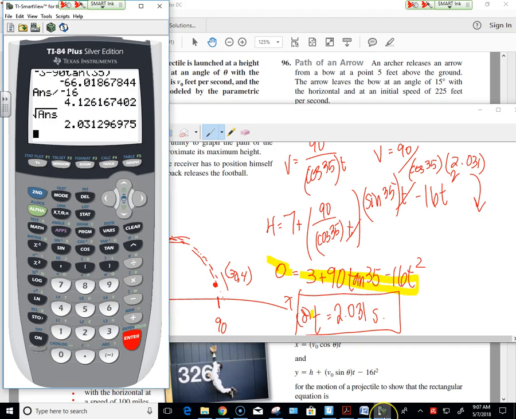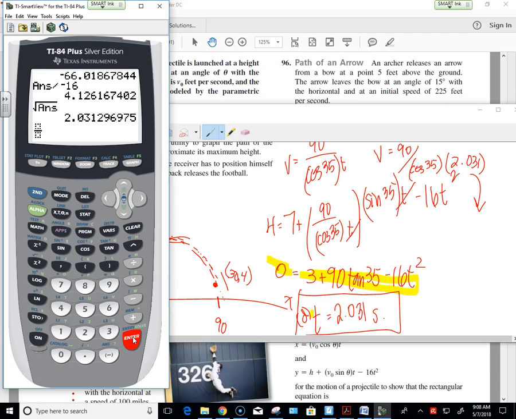In your calculator, be careful. Just a few of you guys don't use the nifty alpha y equals fraction trick for whatever reason. Those of you that use that trick, it'd be super easy to plug this in. You would just do your 90 on top, and then on bottom you would do your cosine of 35. Make sure to end that parenthesis, because then that's multiplied by your 2.031.